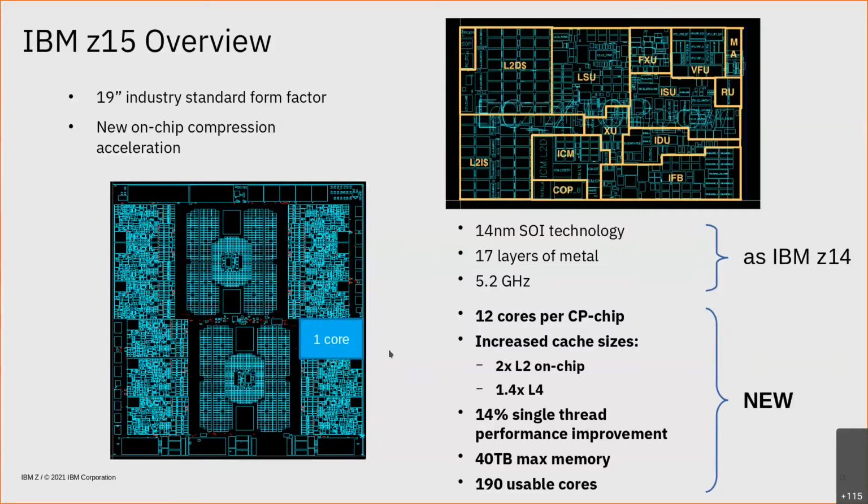As far as the actual chip is concerned, we're remaining on the 14 nanometer technology, and the clock speed is also still the same. However, what changed is there's more cores per CP chip, so we're up from 10 to 12, and the cache sizes were also increased. So we doubled the layer 2 cache and also increased the layer 4 cache by 40%. And overall, that's some average number which we found in our measurements. We're seeing a 14% single thread performance improvement, which is certainly a pretty good story for our users so far.